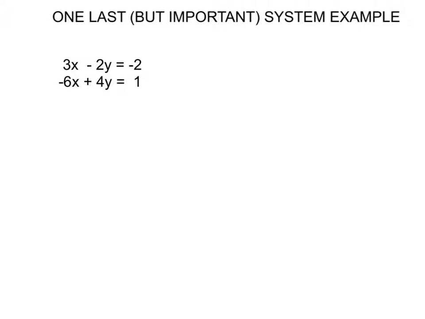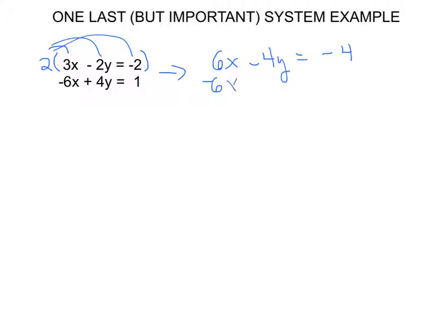So we're going to take a look at this first equation, and I see that if I multiply it by a 2 here, that's going to give me a positive 6 as a coefficient, and then we'll have two opposite coefficients, which is great. So my first equation becomes 6x minus 4y is equal to negative 4. And my second equation stays the way it is. It says negative 6x plus 4y is equal to 1. Great. So now we can go ahead and add the two equations together.